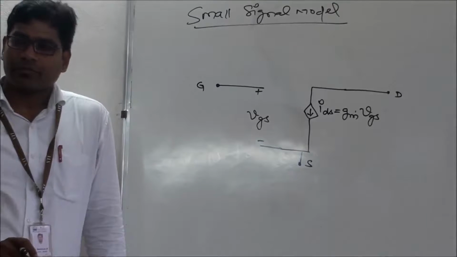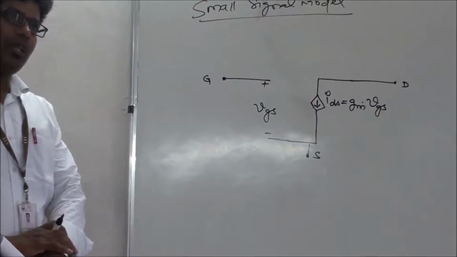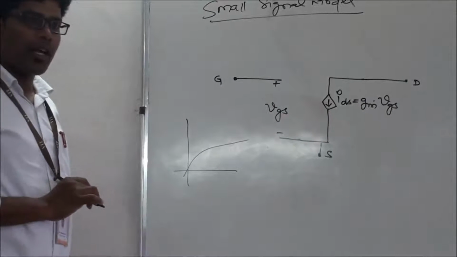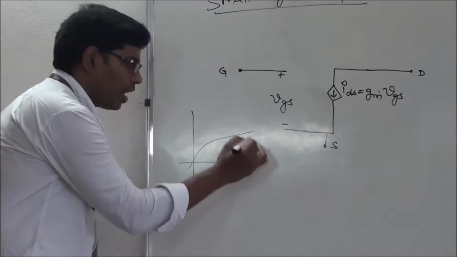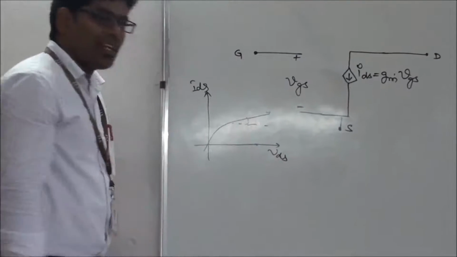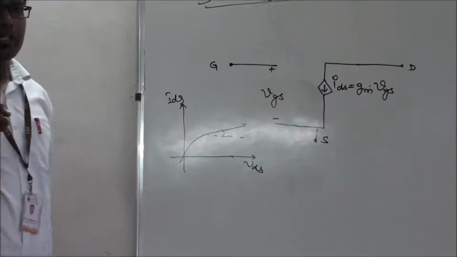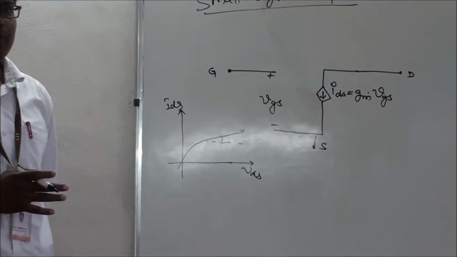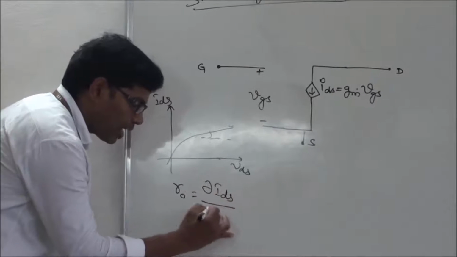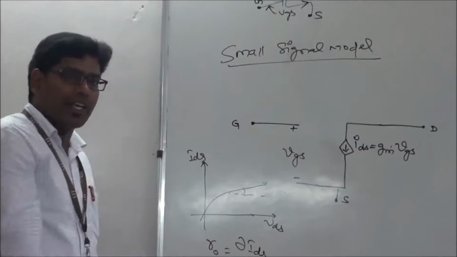Basically, this is neglecting channel length modulation. If I include channel length modulation, what will be the modification? What is channel length modulation? That is the dependency of IDS with respect to VDS, right? It shows me a linear variation of IDS with respect to VDS. Whenever there is a linear relationship between I and V, I can model that as a resistance, right? That's what we are seeing. r0 is the partial derivative of IDS with respect to VDS, the rate of change of IDS with respect to change of VDS.